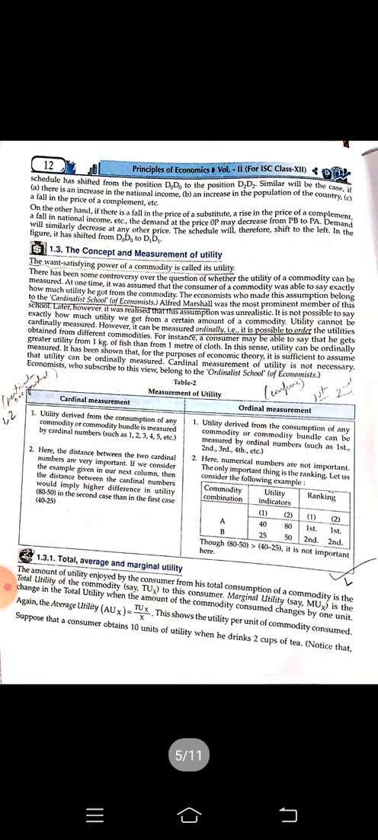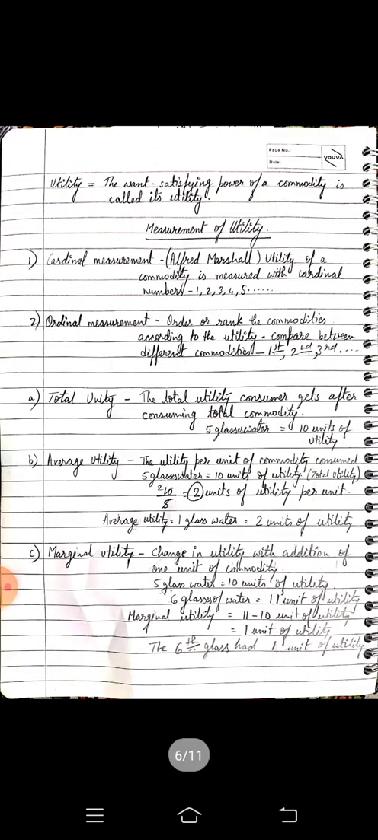Next we are coming to the concept of measuring utility. First we have to understand the meaning of the term utility. I have made a summary for you so that you can understand it in a very short and clear way. Utility means the want satisfying power of a commodity is called its utility. So utility means usefulness. If any commodity is not useful to you, it has no utility to you. How is it satisfying you? That is its utility part.